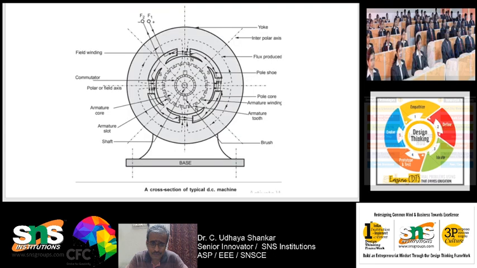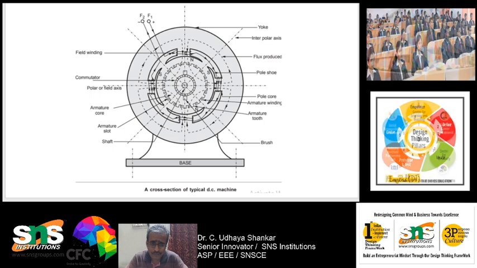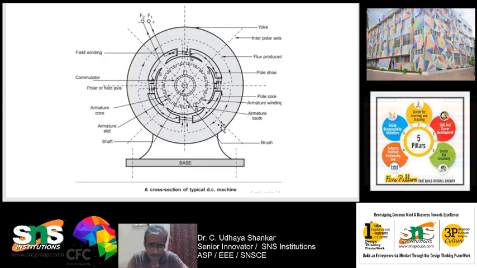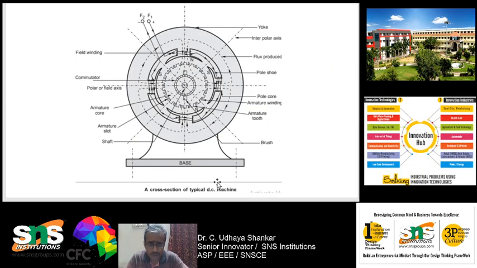So this is how the construction looks. You can see the construction of the DC machine. If you want an easier view, this can be used. For exams you can use this particular diagram, but for understanding you can use this elaborate diagram.